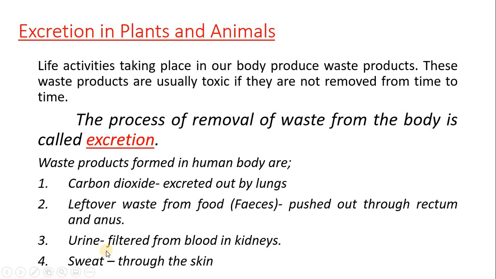Urine is a pale yellow liquid which is separated out from the blood in the kidneys. It includes urea, uric acid, ammonia, water, excess salts and some nitrogenous waste. And separation and removal of urine from the blood is essential, otherwise the blood gets toxic, and it is filtered from blood in the kidneys.